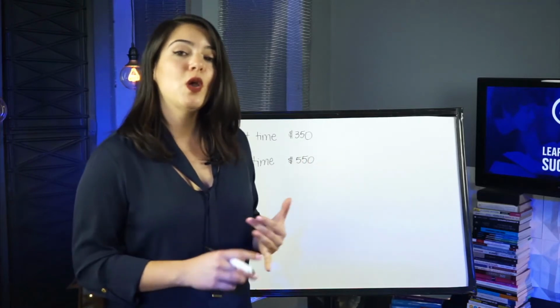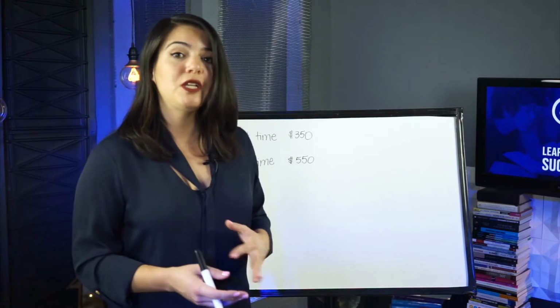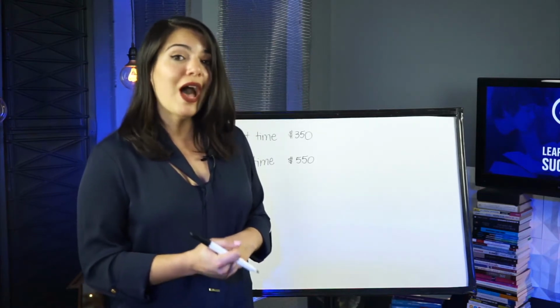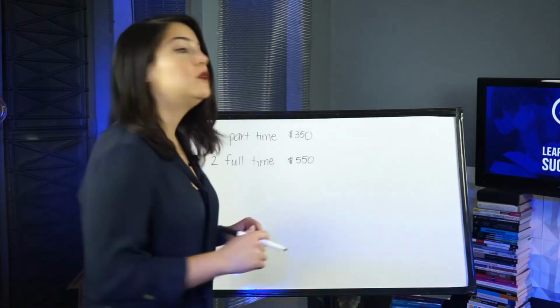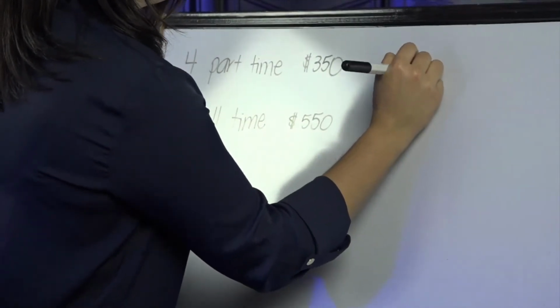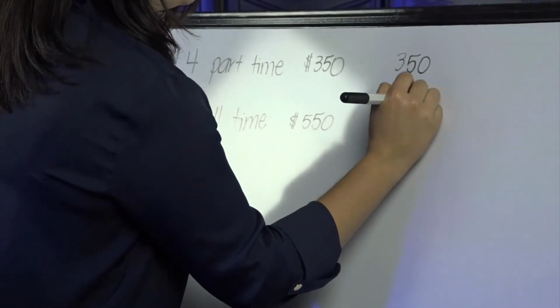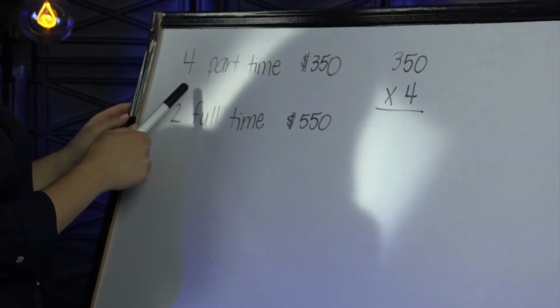First thing we did was state all the givens. Second thing we did was identify the question. Now we must figure out how we're going to answer this question. The first step is to multiply. So we'll do 350 times 4 because there are 4 part-time employees.